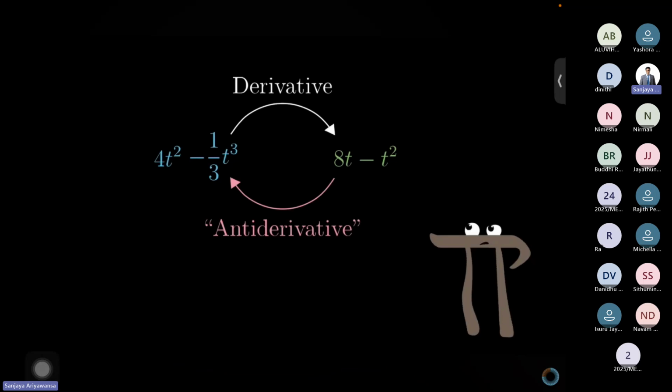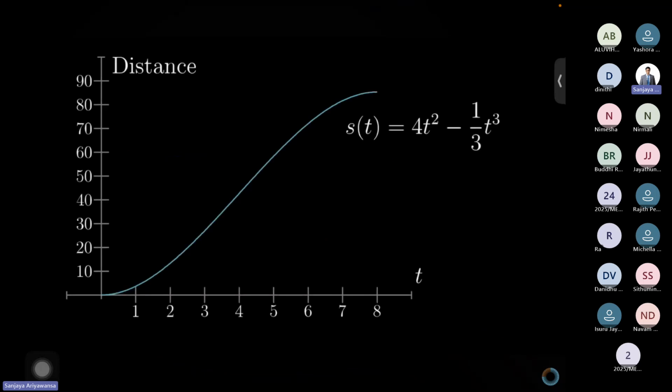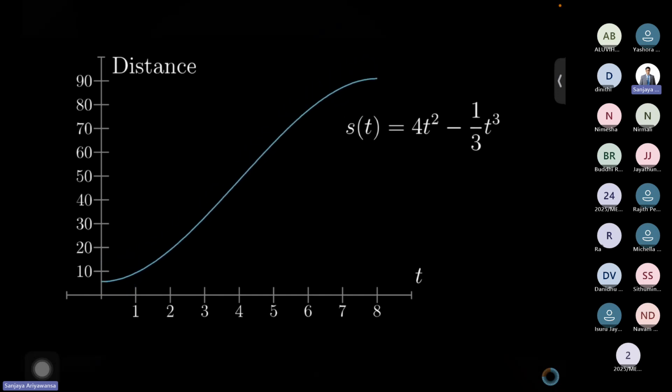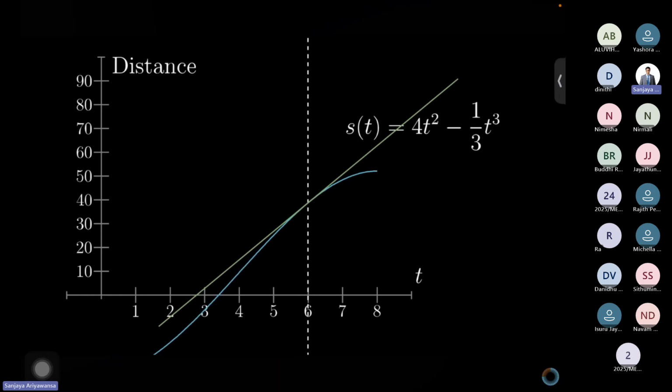But there's a slight issue here. We could add any constant we want to this function, and its derivative is still going to be 8t minus t squared. The derivative of a constant just always goes to 0. And if you were to graph s of t, you could think of this in the sense that moving a graph of a distance function up and down does nothing to affect its slope at every input.